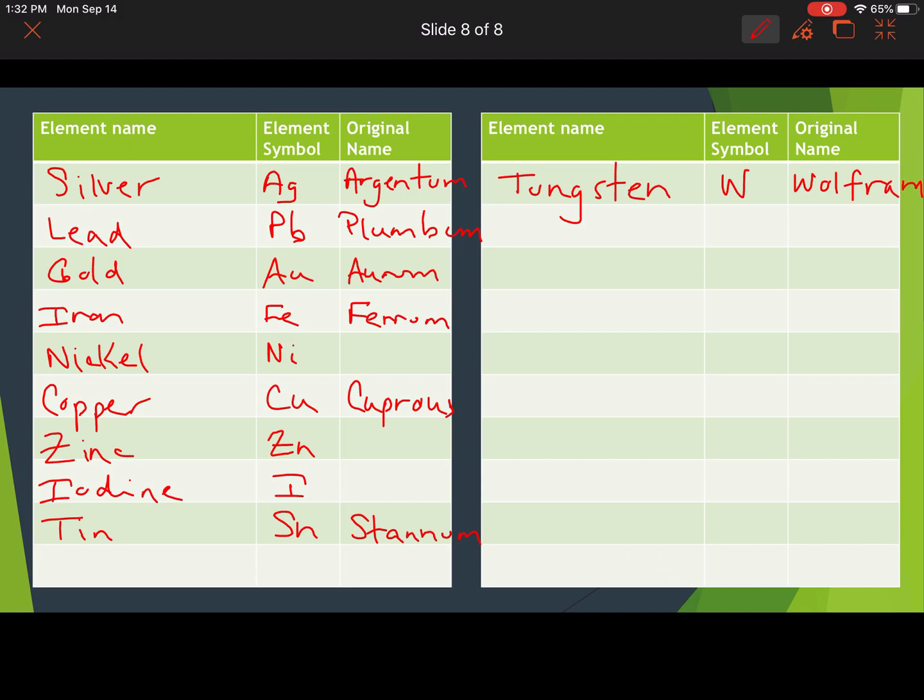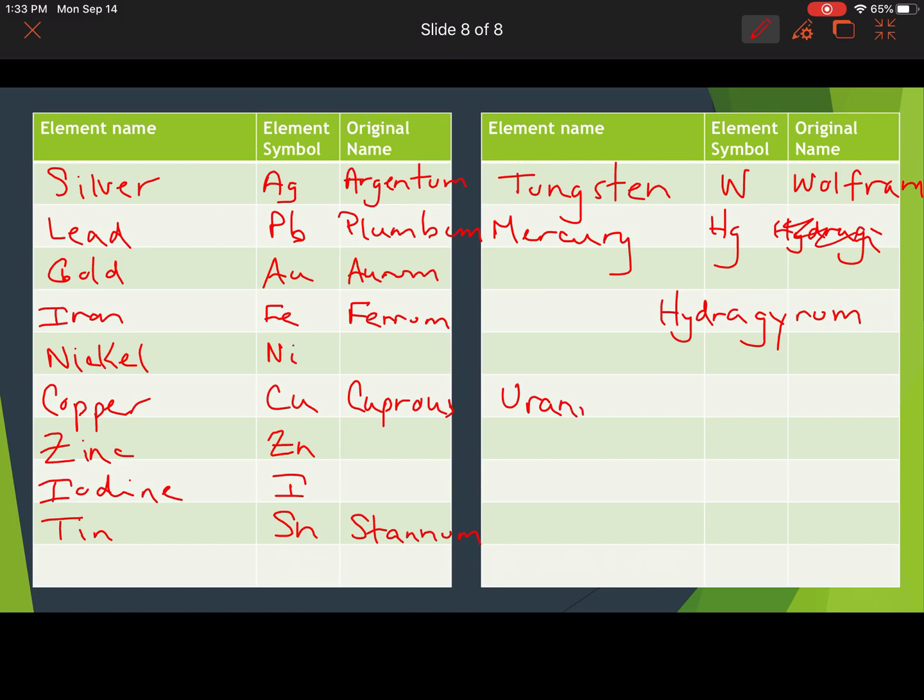Wolfram. Next, we've got mercury. Used to be in thermometers. Some of you might still have thermometers in your house with mercury in them. Symbol Hg, and the name used to be hydrargyrum. I'm going to write it down here because I'm running out of space. Hydrargyrum. That's kind of a cool one too. And the last element that I expect you to memorize is uranium, and that is a big capital U.